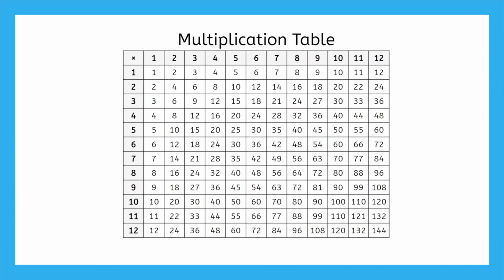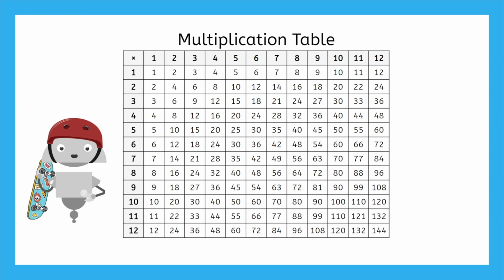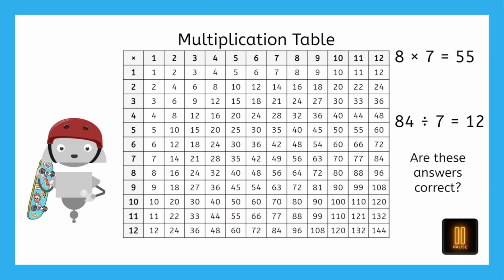Let's practice using a multiplication table to check some answers. We have 8 times 7 equals 55, and 84 divided by 7 equals 12. Pause here to use the multiplication table in your guided notes to check if these answers are correct.